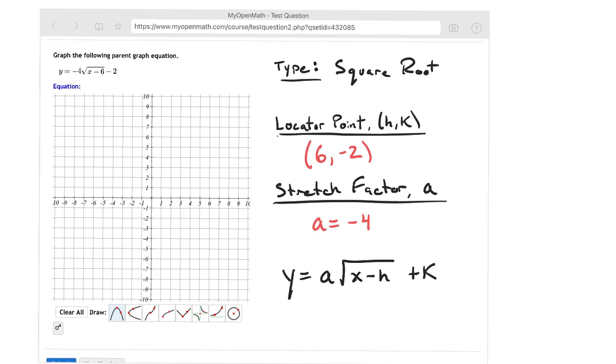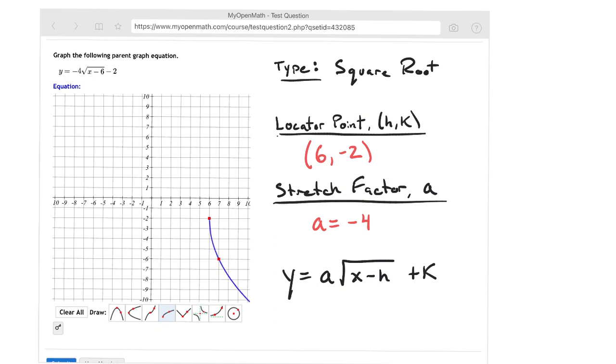So as we start to graph this then, we start at the h, k, so I start at 6, -2. Got to select just the square root option down below. So 6, -2 is where I start my graph. And from there, you go to the right one, and you're going to go down 4 units to put your next point. And then that's it.